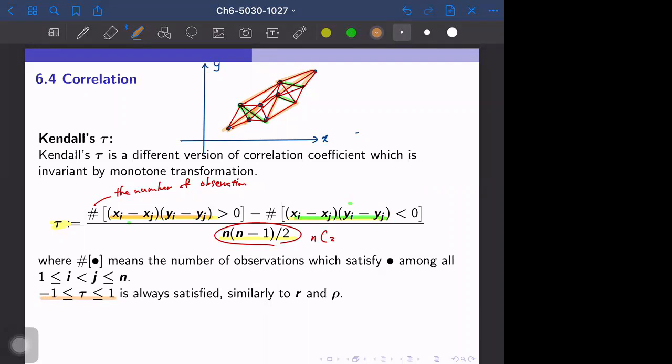If you calculate tau by hand, maybe it's faster than Pearson's correlation coefficient, but if you use a computer, it's much slower because we have to calculate the n times n minus 1 terms. So that's much slower than just taking the summation of n terms as in the Pearson's or Spearman's correlation.